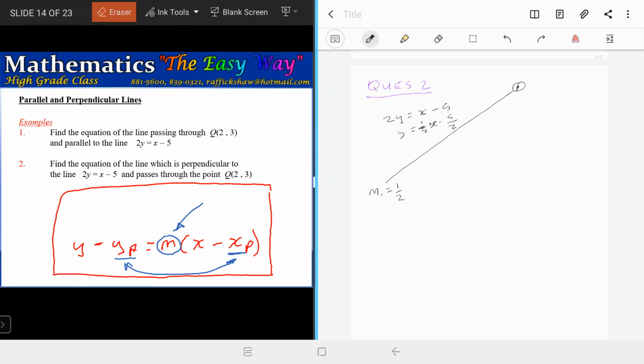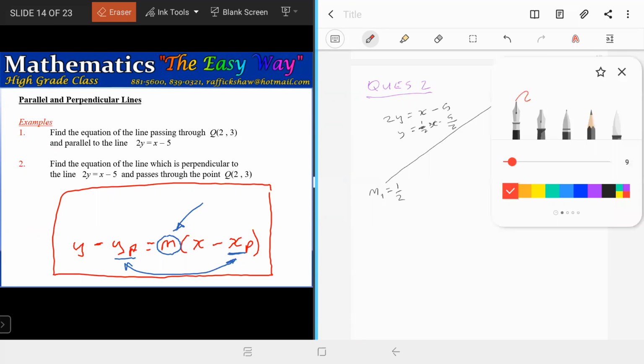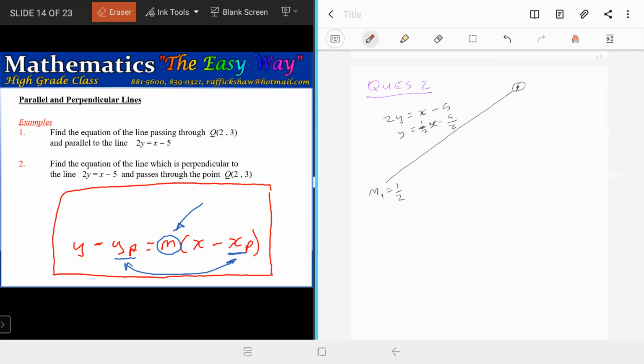Now, they want another line, which I'm going to draw in red, which is perpendicular now to that one. So I want a line now that is perpendicular. So the line that we want now is going to go like this. Perpendicular, see? That symbol for perpendicular. They cross each other at right angles right there. And this line that we want, they tell us it passes through a point Q. And Q has the same coordinates, 2, 3.